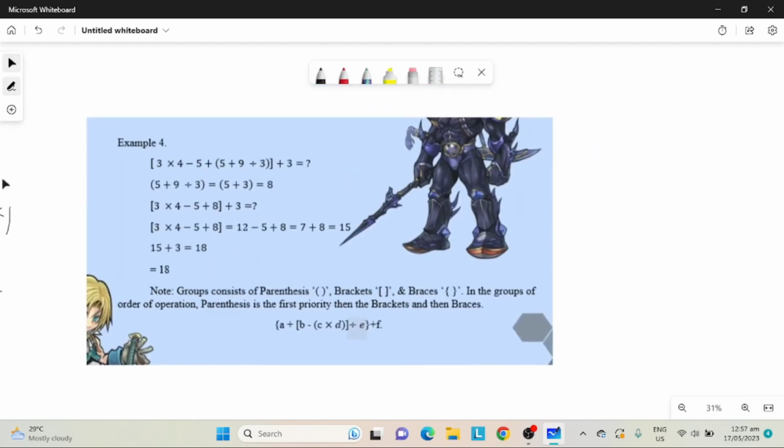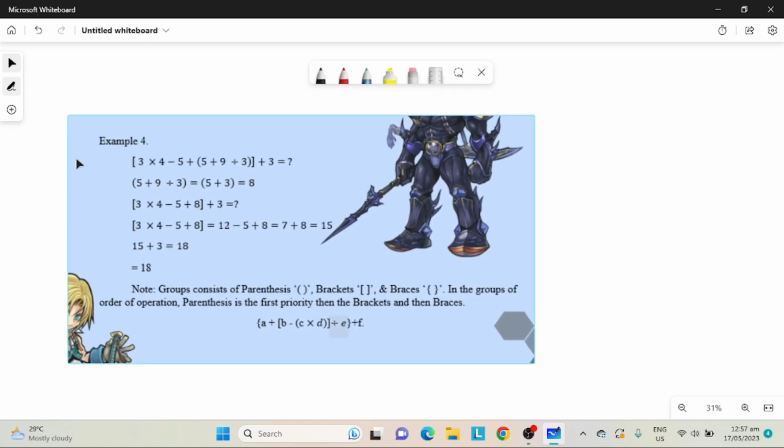Now let's move on to example number 4. This is where the groups come in. So we have 2 groups. In these groups, we have the parentheses, brackets, and braces. Parentheses will be the first priority, brackets will be the second, and the braces will be the third, then the multiplication, division, then addition and subtraction. Right?